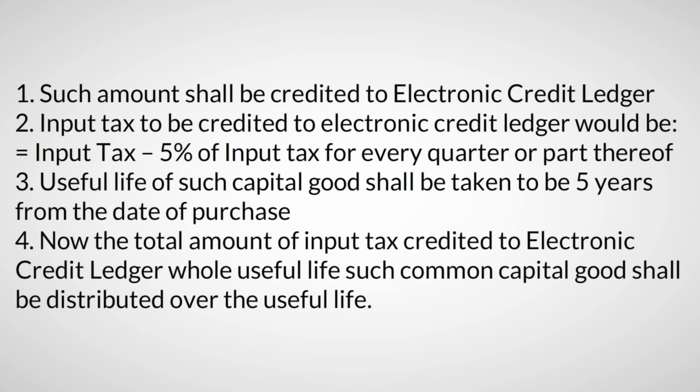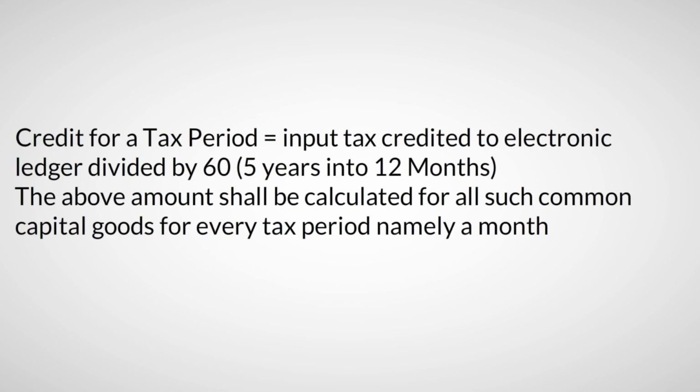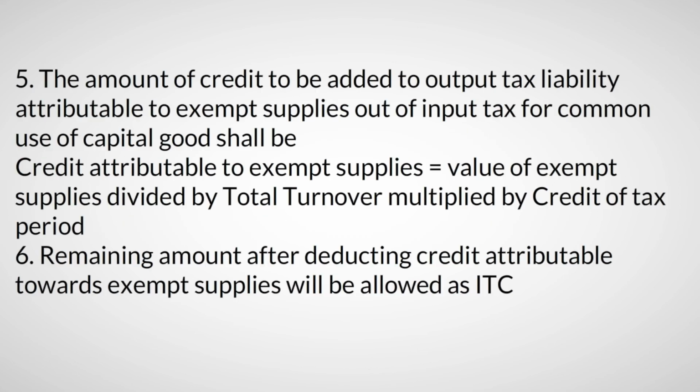3. Useful life of such capital goods shall be taken to be 5 years from the date of purchase. 4. Now the total amount of input tax credited to the electronic credit ledger over the whole useful life of such common capital goods shall be distributed over the useful life. Credit for a tax period equals input tax credited to electronic ledger divided by 60, that is 5 years into 12 months. The above amount shall be calculated for all such common capital goods for every tax period, namely a month.